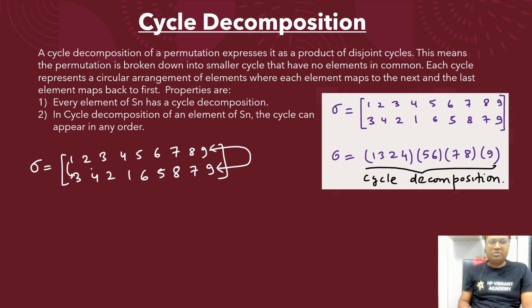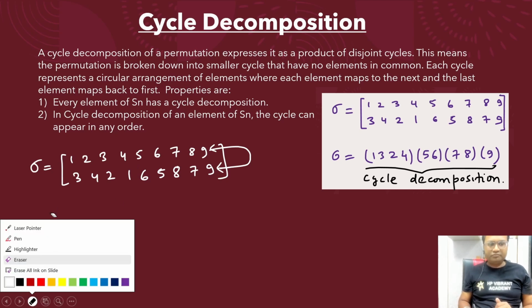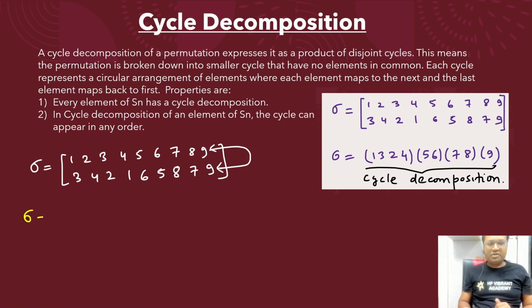So 1 is mapped to 3, 2 is mapped to 4, 3 is mapped to 2, 4 is mapped to 1, 5 is mapped to 6, like this. Let us write it down in cycle form. Clearly 1 goes to 3, so sigma is equal to, let us start from here. 1 goes to 3, now 3 goes to 2, now 2 goes to 4, now 4 goes to 1, so the cycle is repeated. 4 goes to 1, so this is closed.